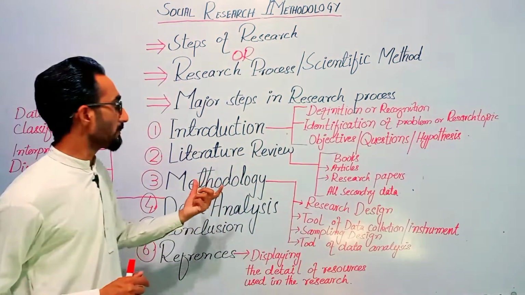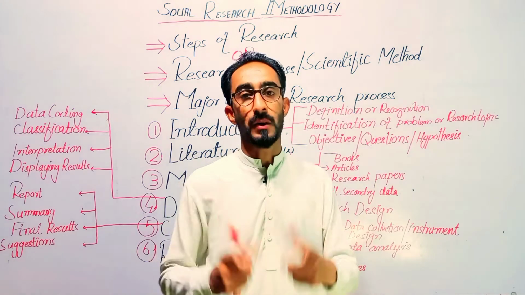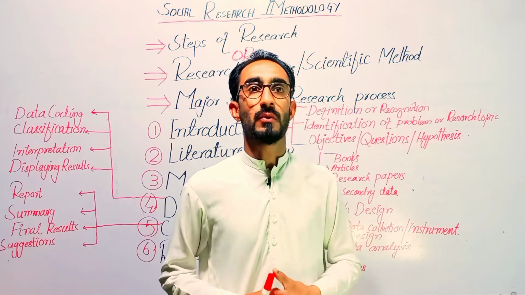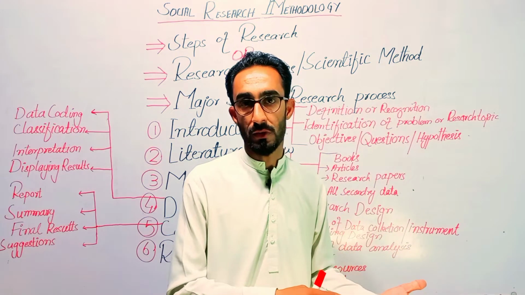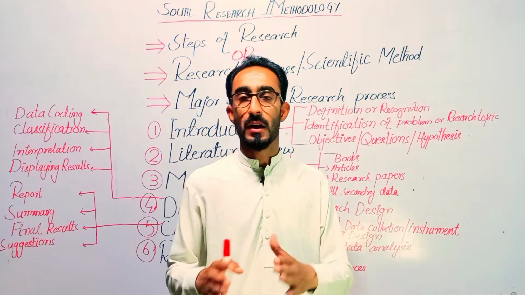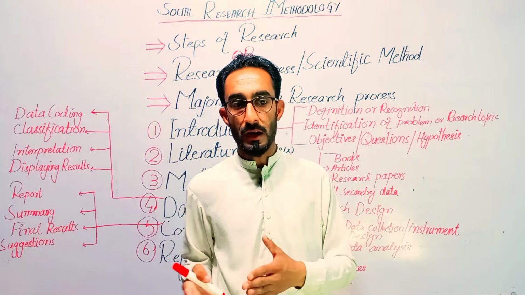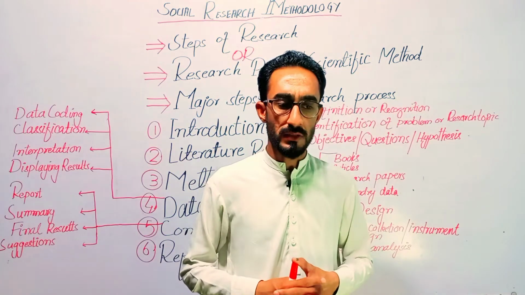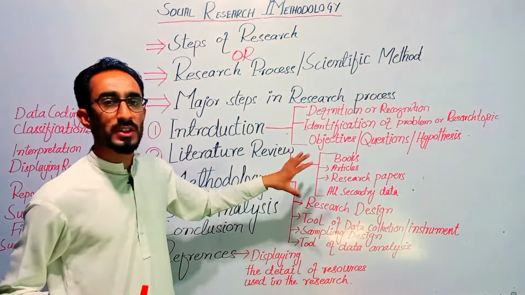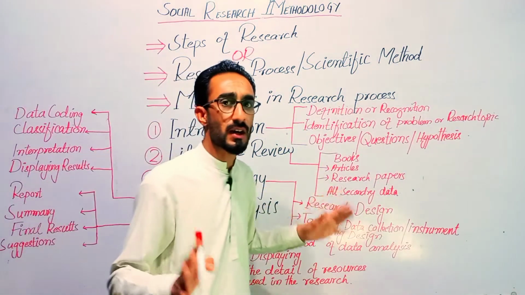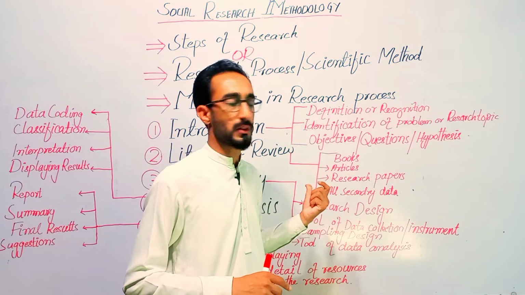The third one is methodology. In methodology, we set what particular design we are going to adopt. Maybe it will be a qualitative research design, a quantitative research design, a case study research design, a paper research, or applied research. These are so many research designs. We will discuss them in detail in the next video, but here we just decide what particular design we will adopt in this particular study.